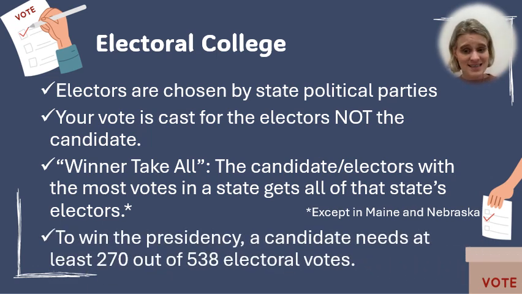To win the presidency, a candidate needs 270 of the 538 electoral votes. You'll often see this called the road to 270. That is the majority that is needed in order to win the presidency. If no candidate gets 270 electoral votes, then it goes to the House of Representatives and to the Senate. The House chooses the president, the Senate chooses the vice president.